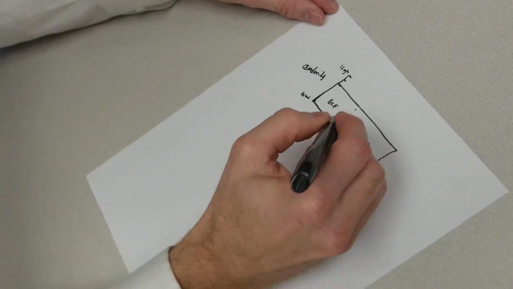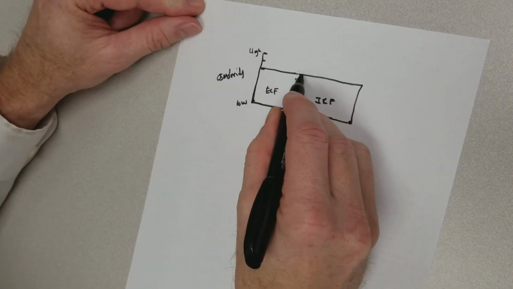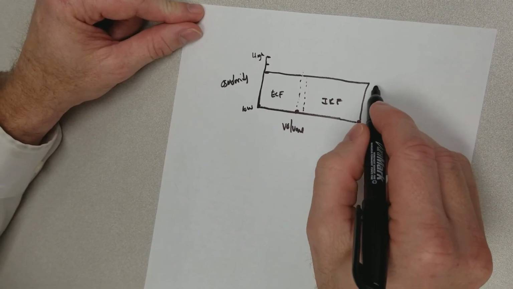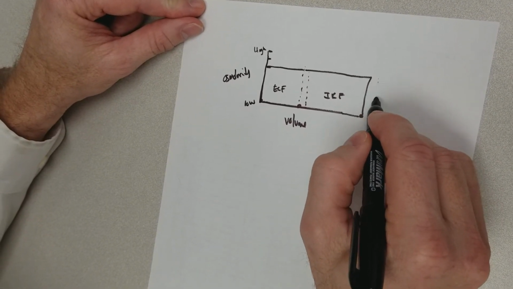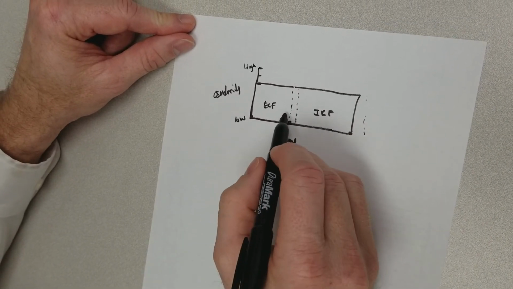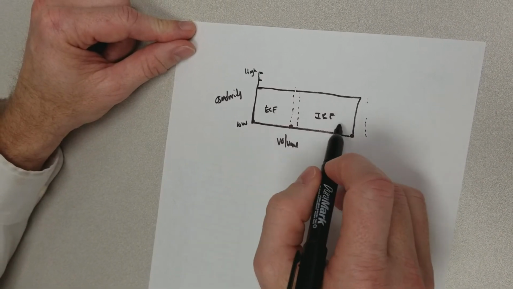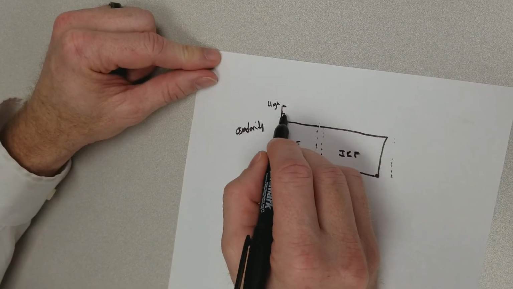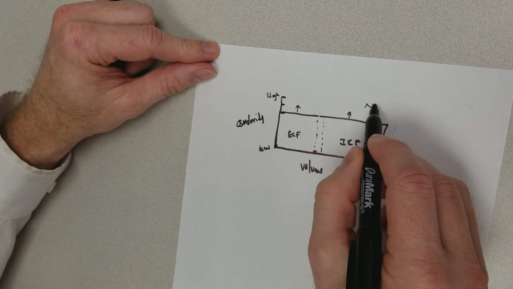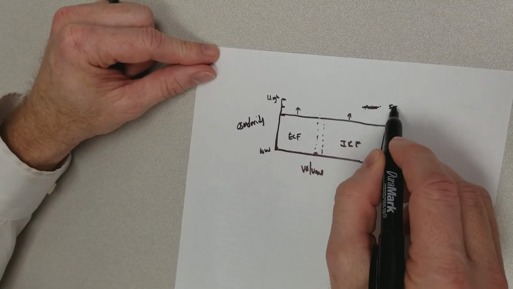If I see a change in this direction with this dotted line, that means I've increased in volume. If I see a change here, that means I've increased in volume in my ICF. So I could decrease the volume by moving this line, or I could increase it. And if I see changes above here in any direction, that means I've become more salty.